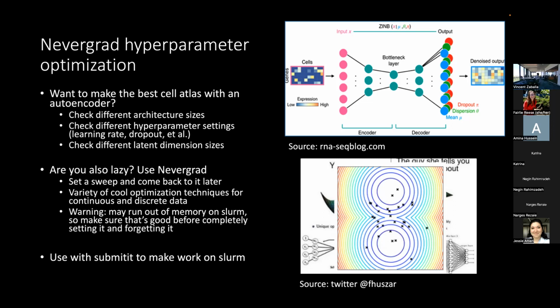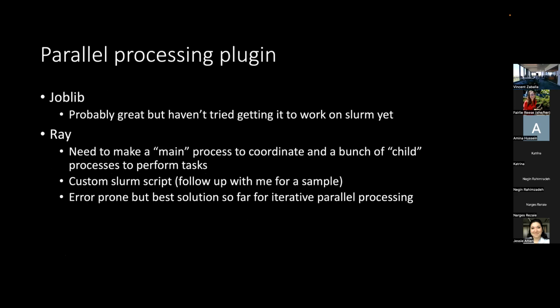Any other questions about it before I move on? Cool. All right. So parallel processing, I'll go back to it really briefly. JobLib, I haven't quite worked with it yet, but like I said, it should work well if you have a lot of parallel processes you want to use.